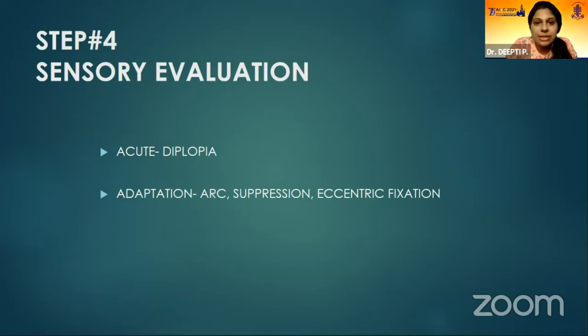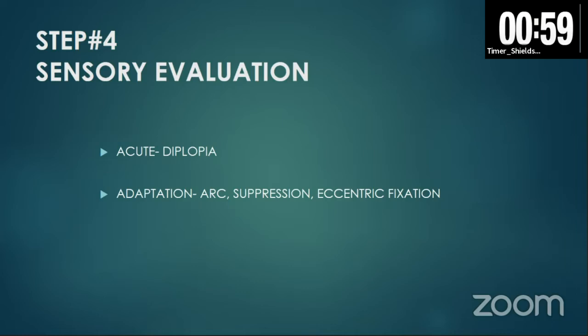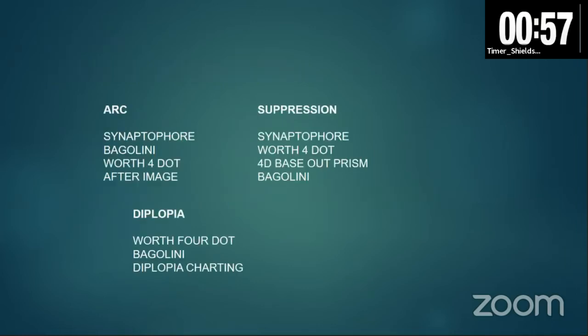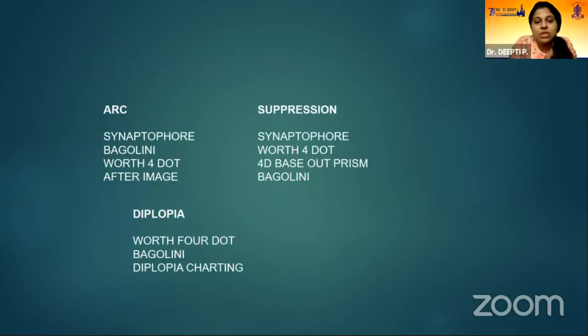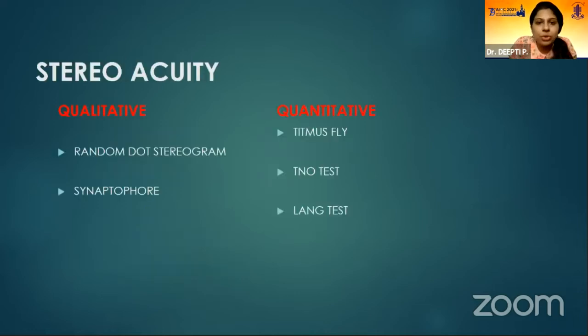So in patients with squint, if it is an acute squint, the most common sensory abnormality would be diplopia. In case of chronic squint, the adaptation would be with respect to suppression or eccentric fixation. So these are a few tests which we can do in the sensory evaluation with respect to suppression, diplopia, or if there is an ARC, that is, sensory adaptation. Stereo acuity, any of the tests, qualitative or quantitative, can be done even for a 2-year-old, 1-year-old child. The Titmus fly can be done for them if they are really cooperative.